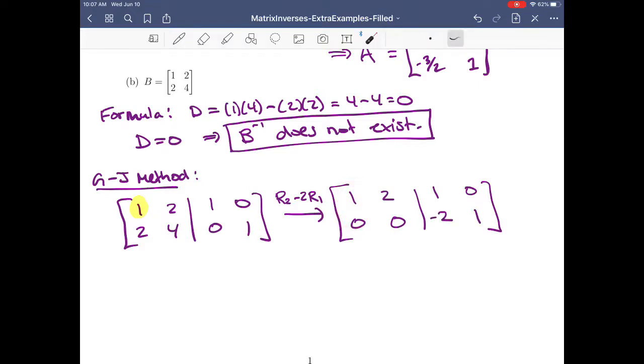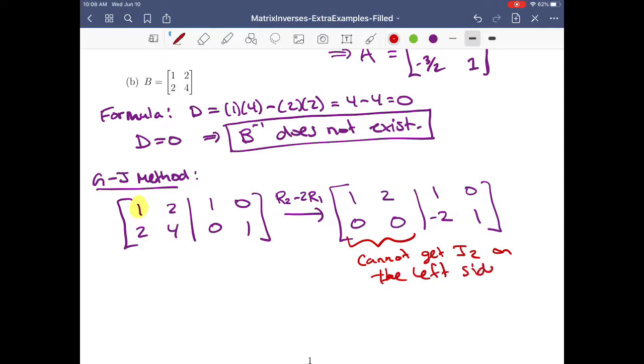I move down and over. I want to pivot here. But this is a 0. So what that means is that we cannot get I2 on the left. So we cannot row reduce to get the identity or diagonal form there. So that's another reason why B inverse does not exist.